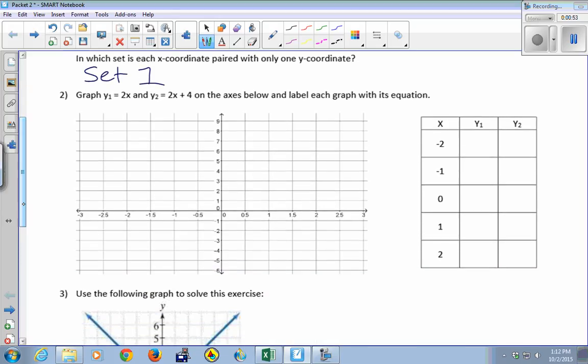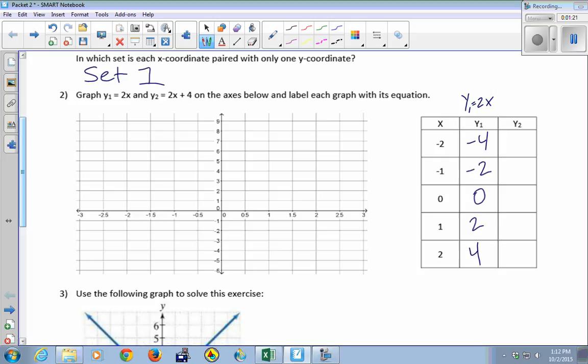All right, if you're going to graph lines, it's handy to make a little XY chart. So I'm just asking you to graph a couple of lines. If y1 is 2x, I just gave you some x values. We'll plug them into 2x and we'll get some points. So you replace the x with a -2 and you get -4. Then you get -2, 0, 2, 4.